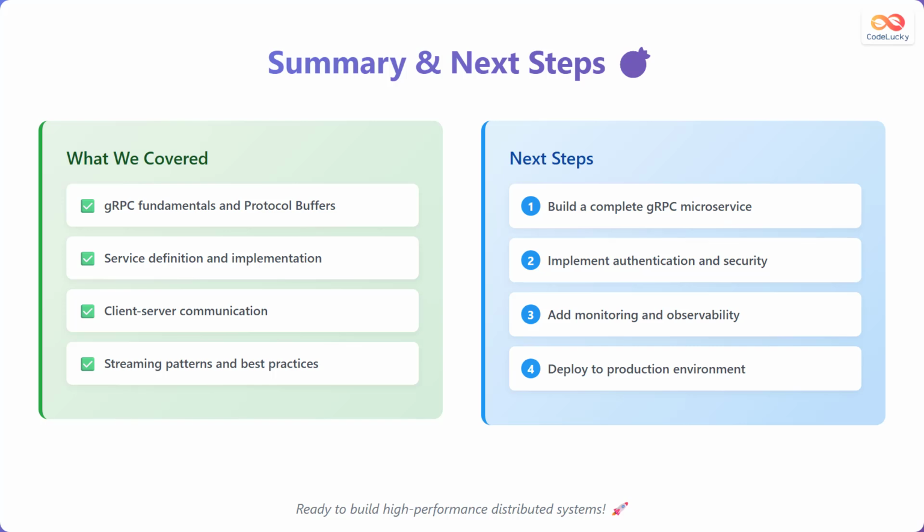Build a complete gRPC microservice that incorporates all these concepts. Implement authentication and security features to protect your services in production environments. Add monitoring and observability to track performance and diagnose issues. Finally, deploy your services to a production environment where you can see gRPC's performance benefits in action. With these skills, you're equipped to build high-performance distributed systems that can scale and communicate efficiently.